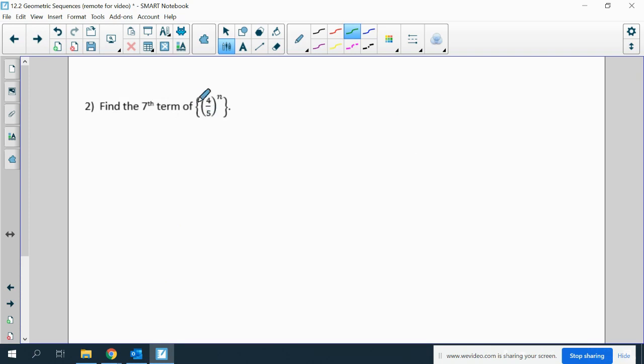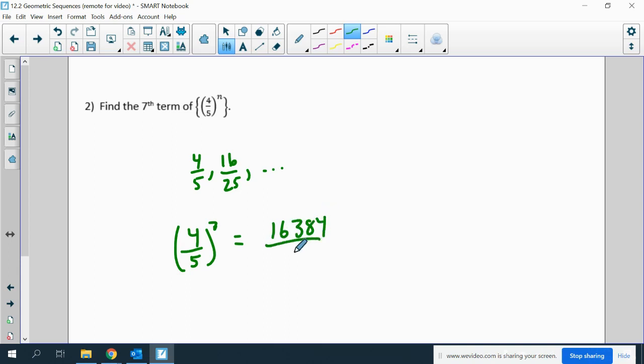Number 2, find the 7th term of the sequence (4/5) to the n. Well, the first term would be n equals 1, that's 4/5. The second term would be n equals 2, that's 16 over 25. Recursively, I would have to do a lot of work to get there. So all I would have to do is plug in 7, and that would get me the seventh term of this geometric sequence. That'd be 16,384 out of 78,125.